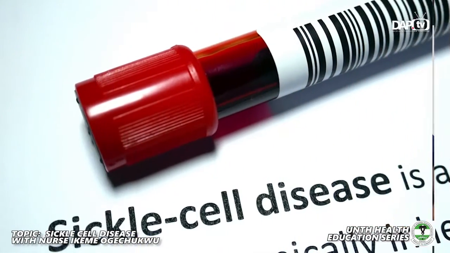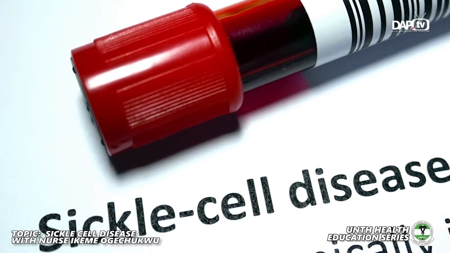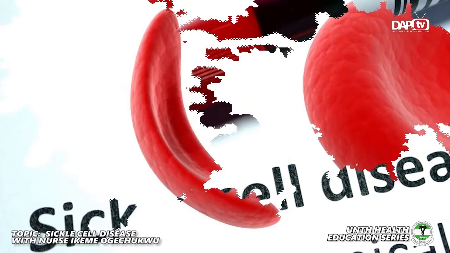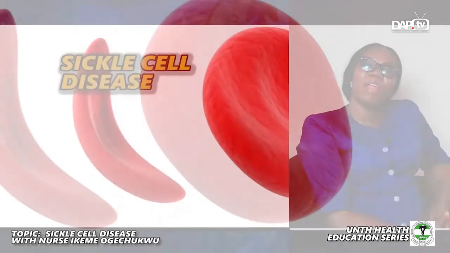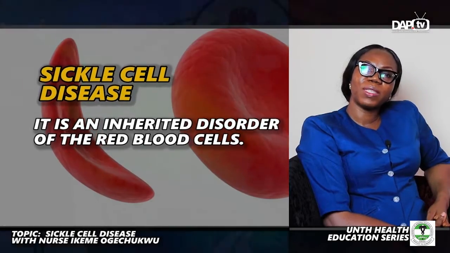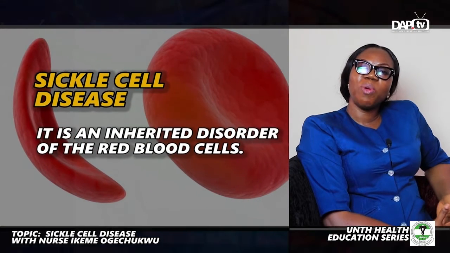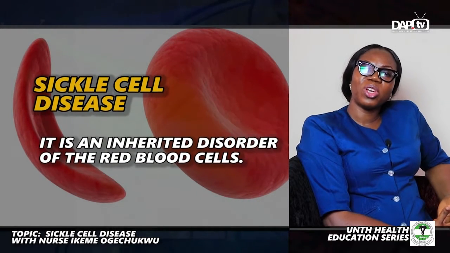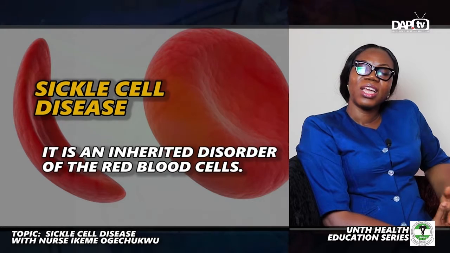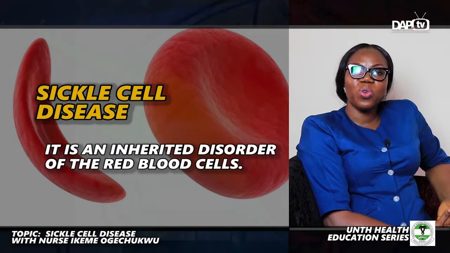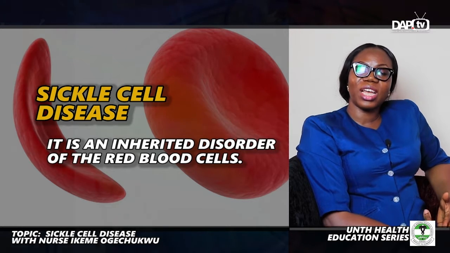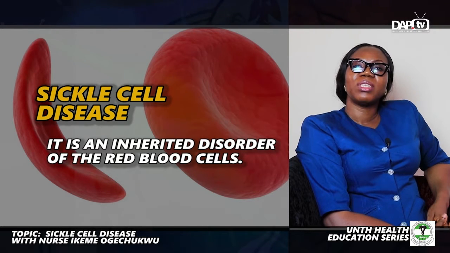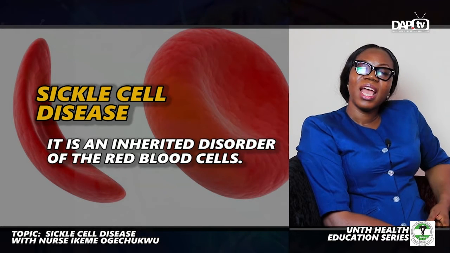Today we are going to talk about sickle cell disease. What is sickle cell disease? It's an inherited disorder of the red blood cells. The Igbos call it Obanje because they didn't understand it. The Yorubas call it Abiku because they didn't understand it. But in English and in medicine, it is called sickle cell disease, an inherited genetic disorder.